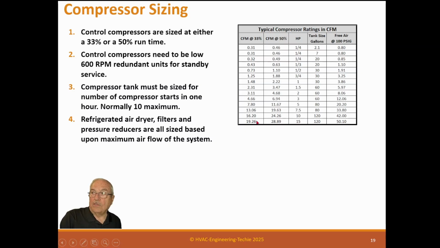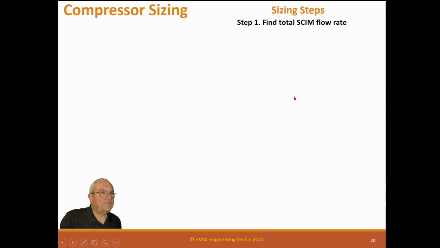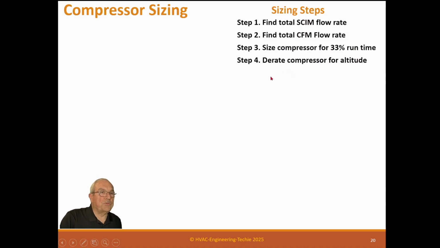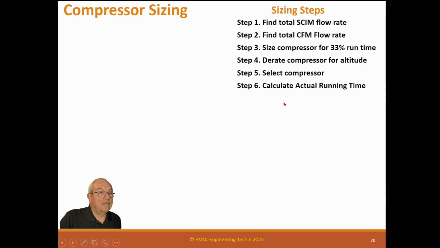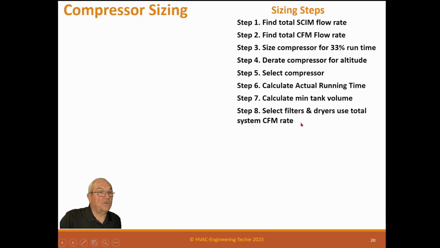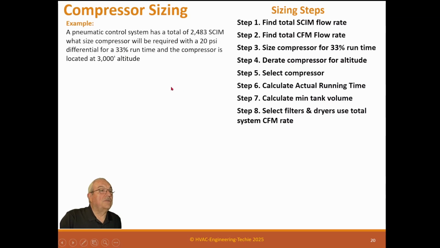This is a whole bunch of air for a control system, and you'll see as we go through and size this. So first, total the SCIMs, turn it into CFM, size compressor for 33% runtime, derate compressor for altitude. That's the next thing you do, because this is air, so if you're at high altitude, you've got to derate that compressor, because at high altitude the compressor will not pump as much air as it will at low altitude. Select the compressor, calculate the actual runtime, calculate minimum tank volume, select filter and dryers, total CFM and the flow rate. So here's an example.